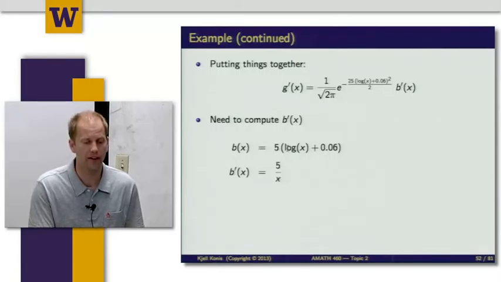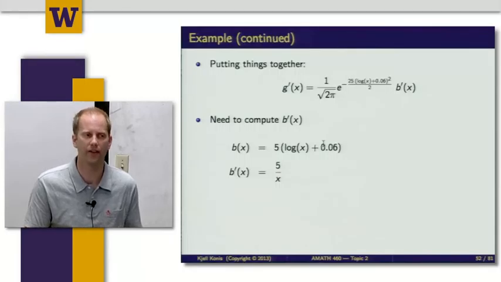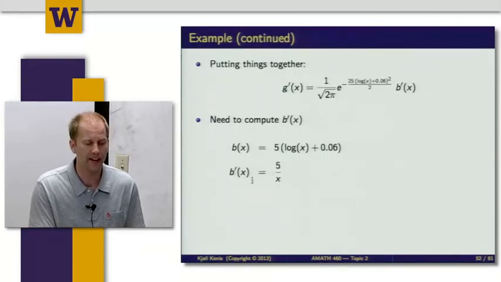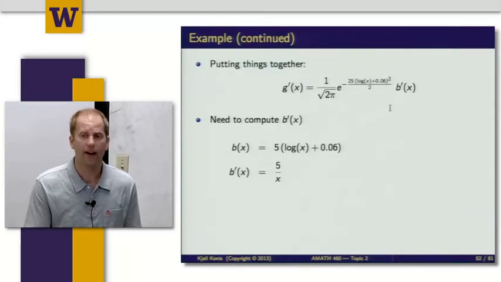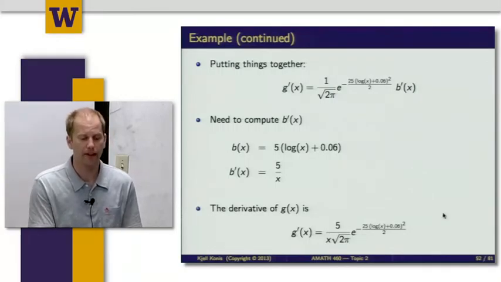5 times log of x has derivative 5 divided by x. And 5 times 0.06 is just a constant, so we don't even need to bother doing the math. It has a derivative of 0. So b prime of x is just 5 divided by x. Now I just need to put all of the pieces together, which means substituting in 5 over x for b prime of x. And that gives me the derivative of my function g of x.